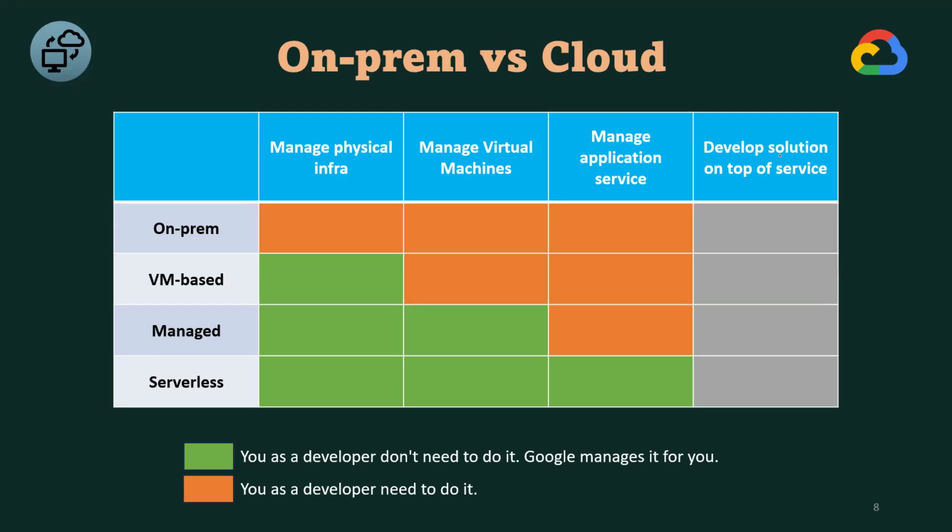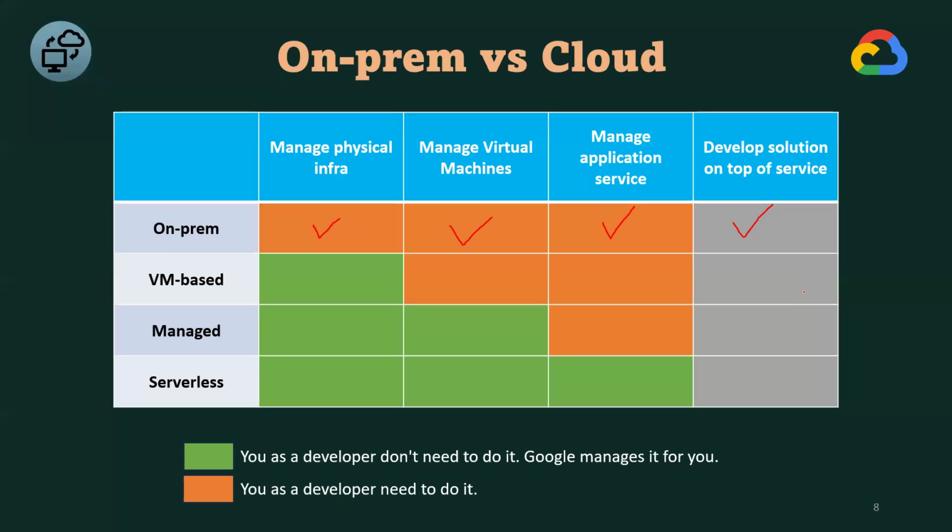If I want to develop an application, we need to manage our physical infrastructure, manage the virtual machines, manage the application service, and develop the solution. In on-premises, we have to take care of all of those things. Who has to take care of all of these things? On-premises is a traditional working model, where the company we are working for has to take care of managing the physical infrastructure, managing the virtual machines, managing the application service, and developing the solution on top of it.